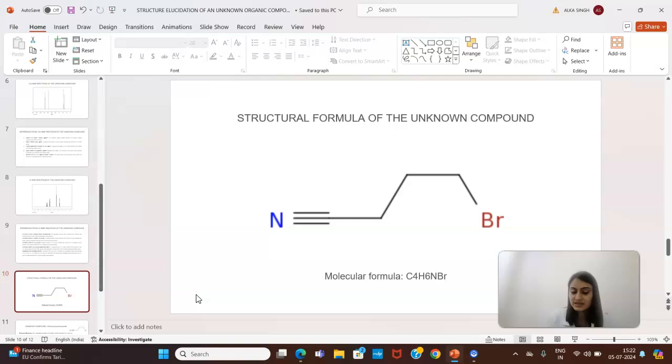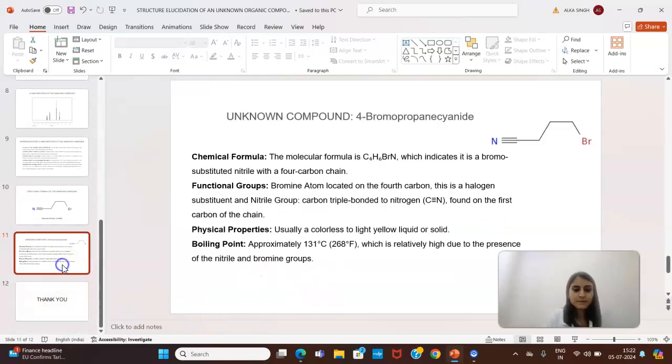the molecular formula of which is C4H6NBr. In this, we can see the chemical formula. The molecular formula is C4H6BrN, which indicates it is a bromo-substituted nitrile with a 4-carbon chain. The functional group, the bromine atom, is located on the 4th carbon. This is a halogen substituent, and the nitrile group, carbon triple bond to the nitrogen, is found on the 1st carbon of the chain.